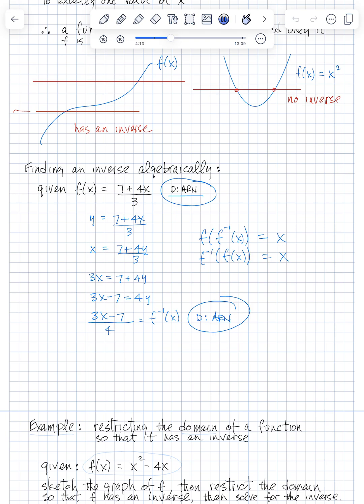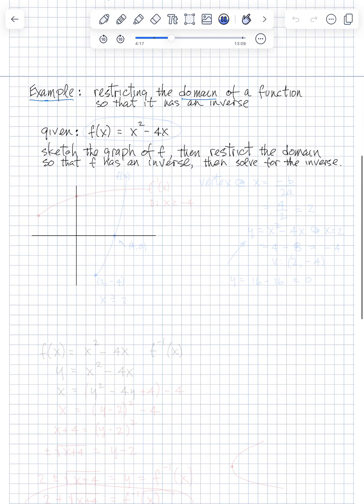Okay, in this example, we're going to restrict the domain of a function so that it has an inverse. So we're given the function f of x equals x squared minus 4x. And we know this is going to be shaped like a parabola. And so for it to be a one-to-one function, we have to make sure that a horizontal line only crosses the function at one point, which means we're only going to draw the right half of a parabola. So to find out where the vertex is, we know the vertex is at x equals minus b over 2a.